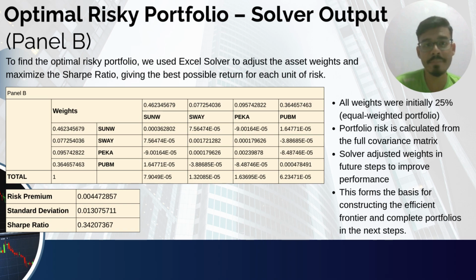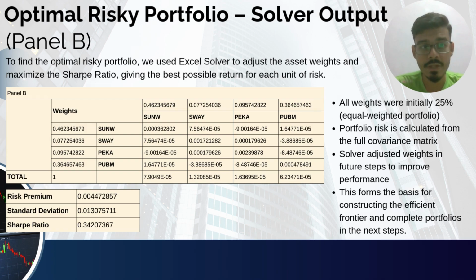If we see in panel B at the weights part, we can see that for Sunway, we got 46.2%. For Sunway REIT, we got 7.7%. For PEKA, we got 9.6%. And for PUBM, we got 36.4%. Those are the weights allocated for each of the companies. And the values in here are the covariance values for each of the companies.